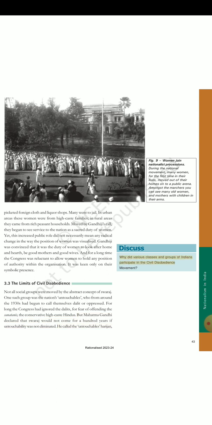Why did various classes and groups of Indians participate in the civil disobedience movement? Discuss. Fig. 9: Women join nationalist processions. During the national movement, many women, for the first time in their lives, moved out of their homes onto a public arena. Amongst the marches you can see many old women and mothers with children in their arms.